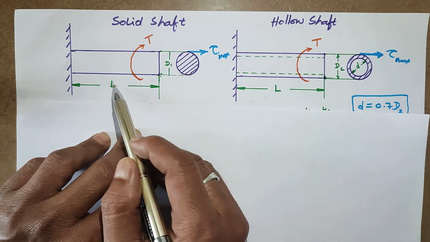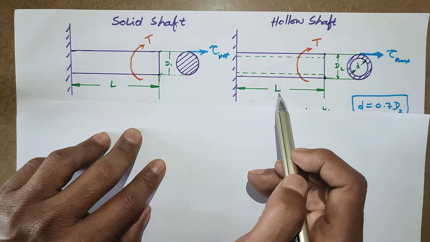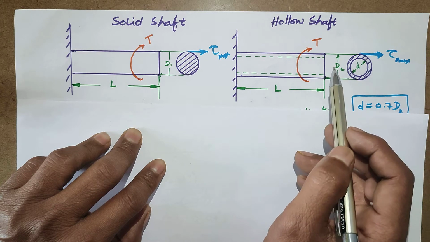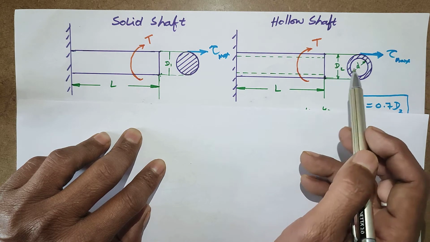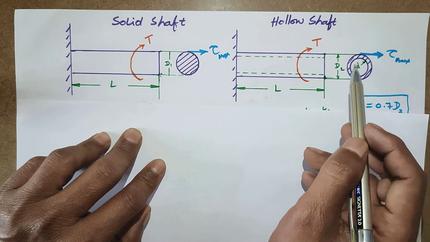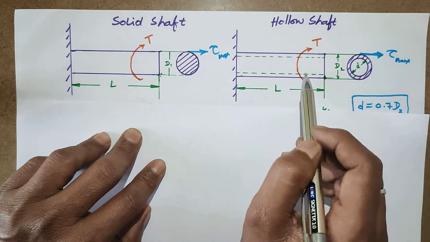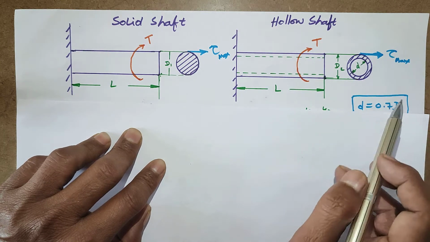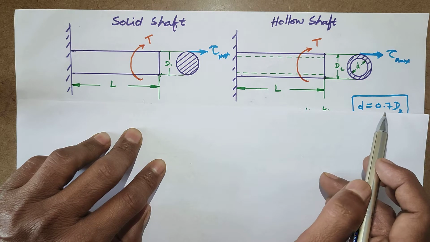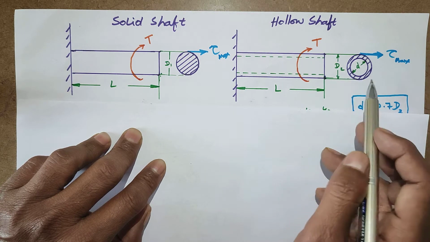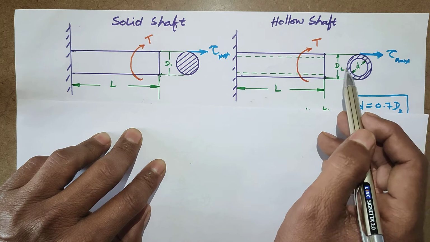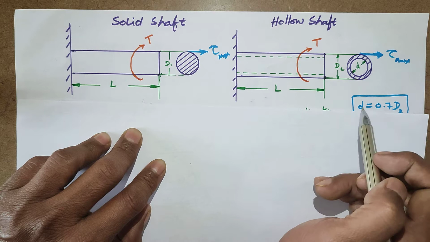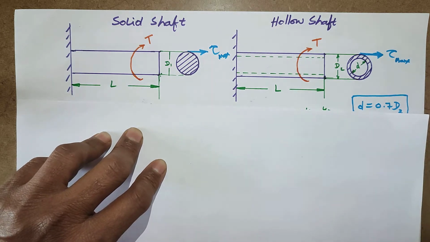The length is the same as the initial shaft, that is L, and the outer diameter of shaft 2 is D2. The internal diameter, the hole, is small d. It is given that small d is equivalent to 0.7 times D2. The ratios between D1, small d and capital D2 are as given.